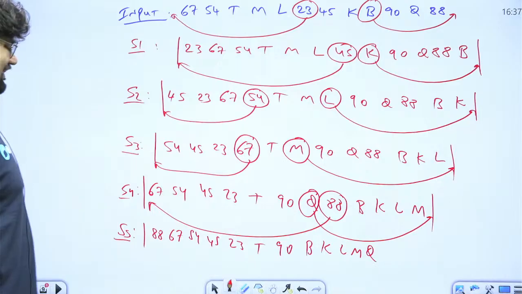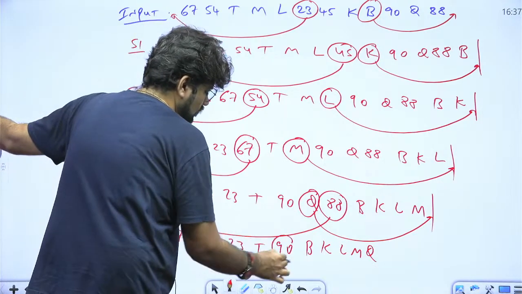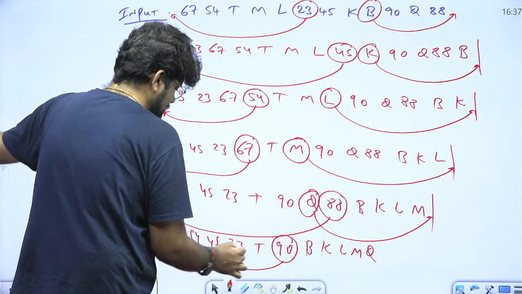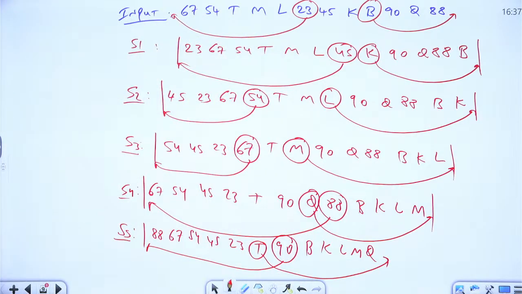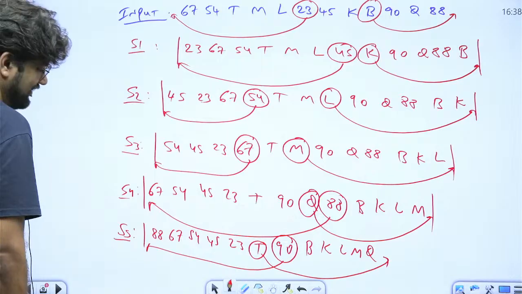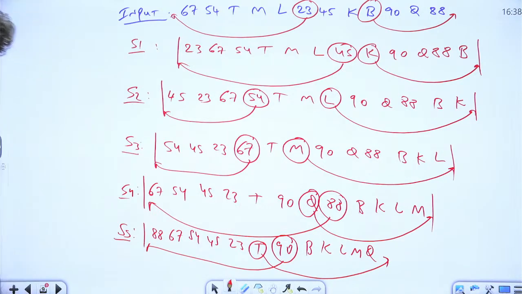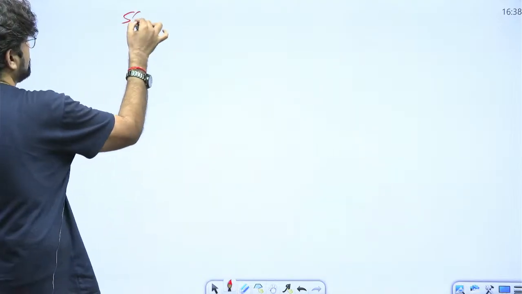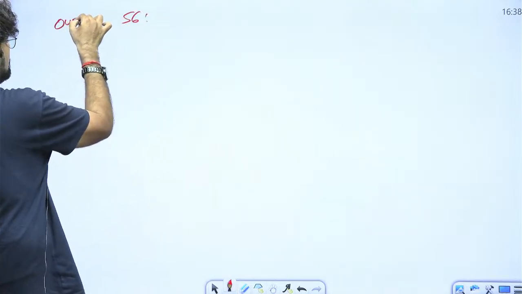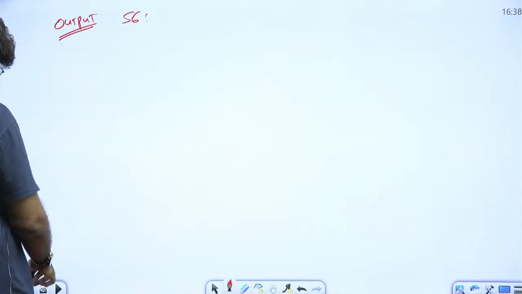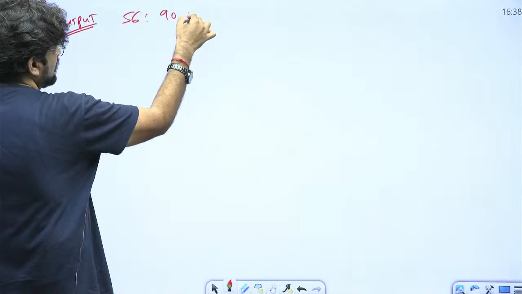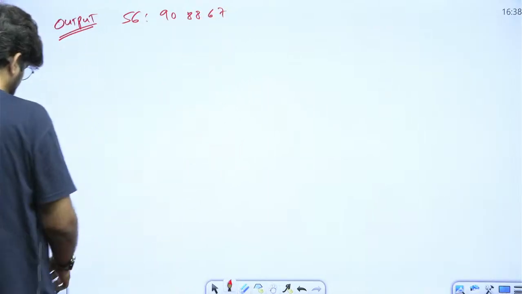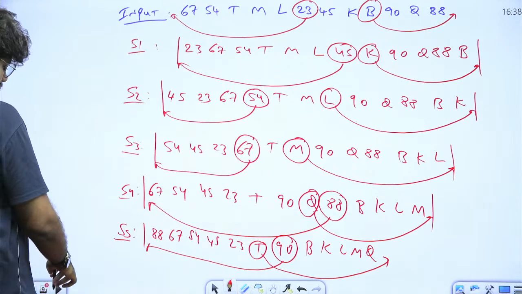Okay. And the last thing now, this 90 will go here and this T will go at the back. So I'll have my final output. Okay. Cool. Should I write that output? I'll write it here. So step 6 will be my output step. So I'll have 90, 88, 67, 54, 45, 23.